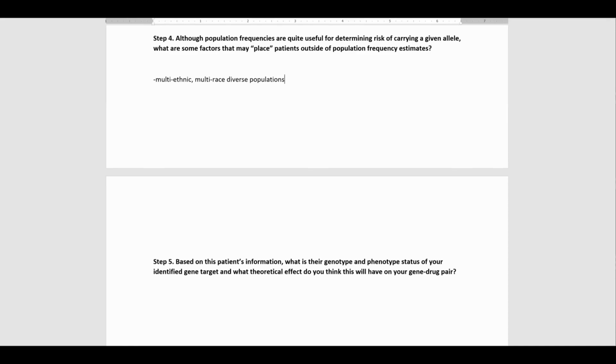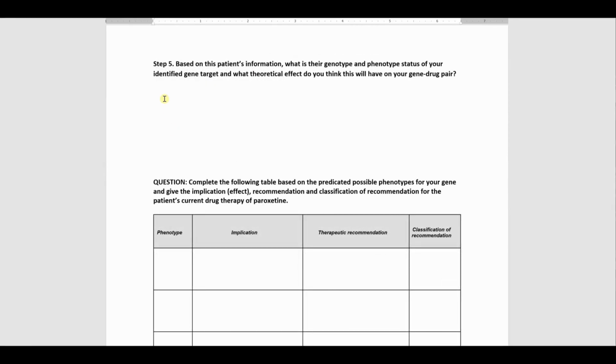But really the main one here that's going to really skew a genetic estimation, of a genetic variant, I should say, estimation, is that multi-race, multi-ethnic, diverse population. Okay, so step 5 of the assessment plan is based on this patient's information: what is their genotype, phenotype status, and what is the theoretical effect that we think will have on the gene-drug pair? So essentially what we saw and what we talked about earlier is that this patient is an ultra-rapid metabolizer for CYP2D6.